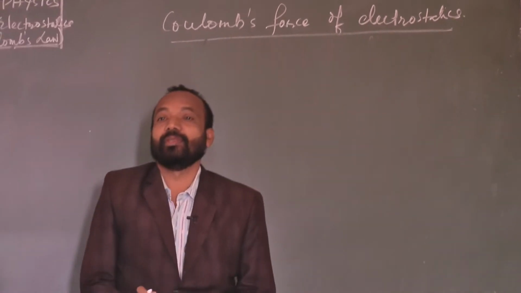As we know, Coulomb force means the force of interaction that takes place between two charged bodies, two point charges. Whatever force of interaction, attraction or repulsion, takes place between two point charges separated by a distance is called Coulomb force. So whenever two point charges are placed a distance apart, the force of interaction between them, attraction or repulsion, is called the Coulomb force of electrostatics.